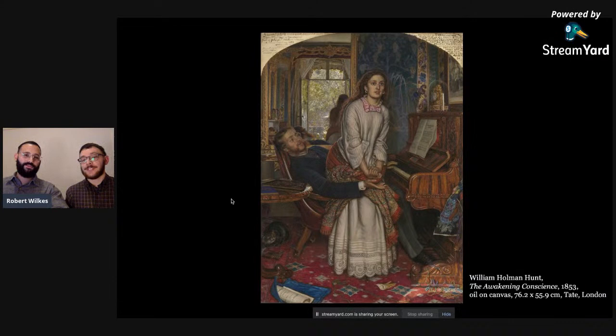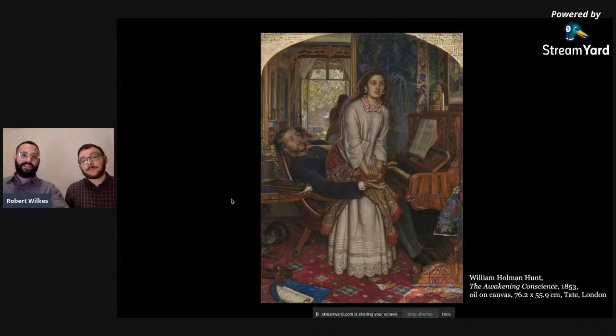But in hearing this song, she is reminded of her childhood, of her childhood innocence, and she has this moment of realizing the error of her ways, a very Victorian theme. And she realizes that she needs to get out of this abusive situation.